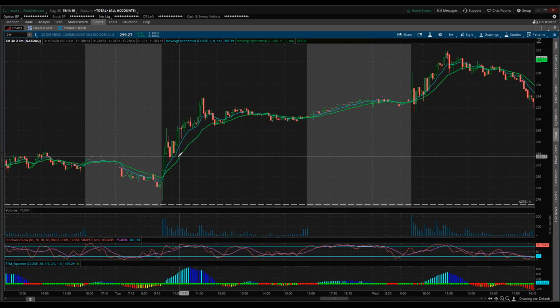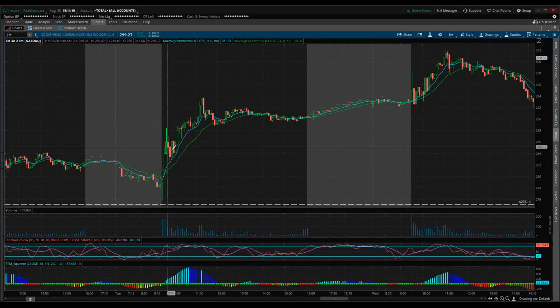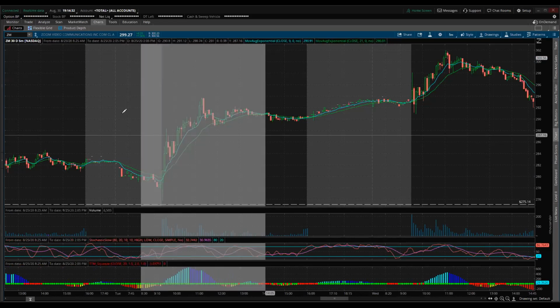Yeah, that's true. If anything, what happened here is it broke above my pre-market high price, and then it retested that same area, as well as the 9 EMA. You can get in this as a trade. This is also a triangle.